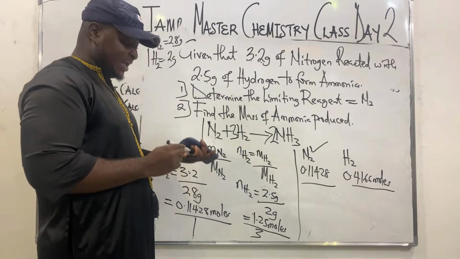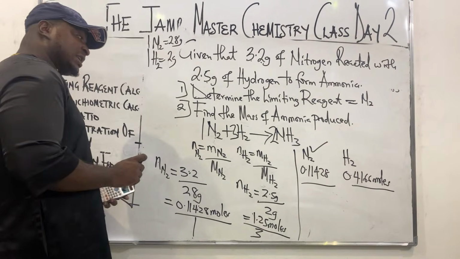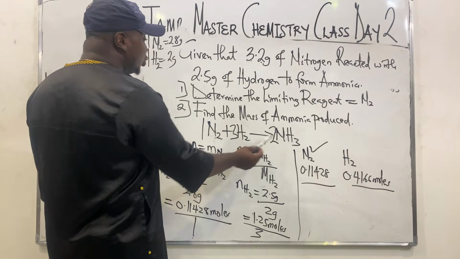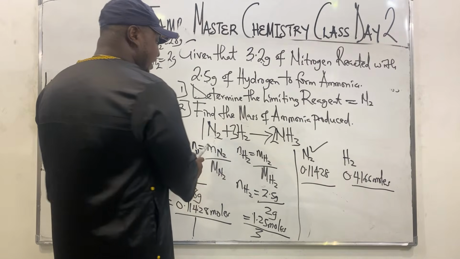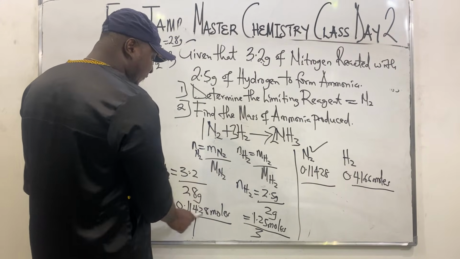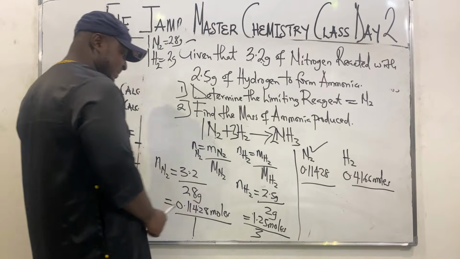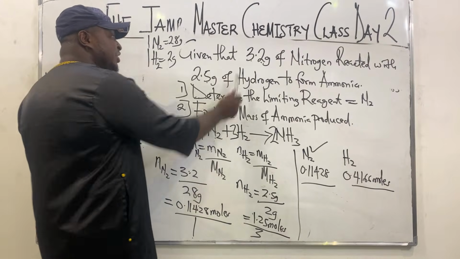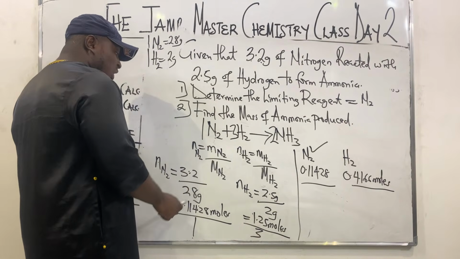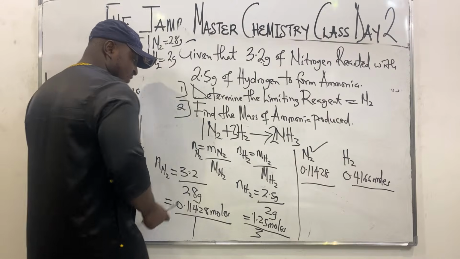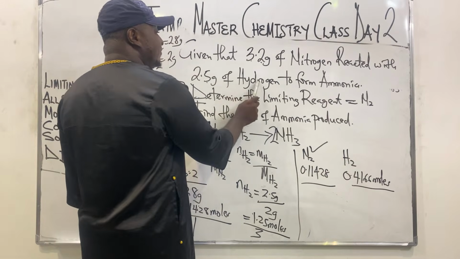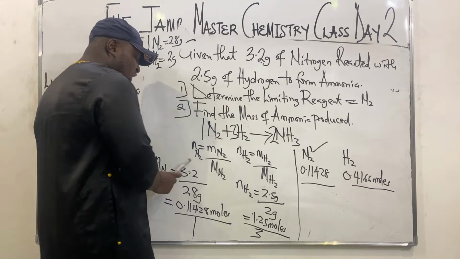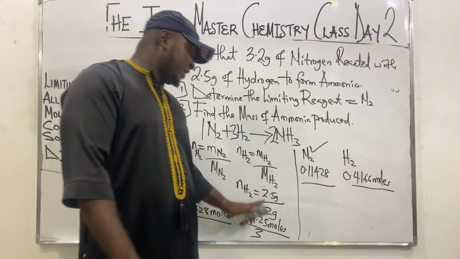Just to be sure, let's come again, class. How do you determine the limiting reagent? I give you 3 steps. First, find the number of moles of each of the reactants. Only the reactants. Don't do the product. Products cannot be your limiting reagent. You have 0.11428 and 1.25 moles. Because what's number of moles? Mass over molar mass. What's the mass of nitrogen? 3.2. Molar mass of nitrogen? 28. Mass of hydrogen? 2.5 grams. Molar mass of hydrogen? 2 grams. So 3.2 divided by 28, you have this. 2.5 divided by 2, you have this.